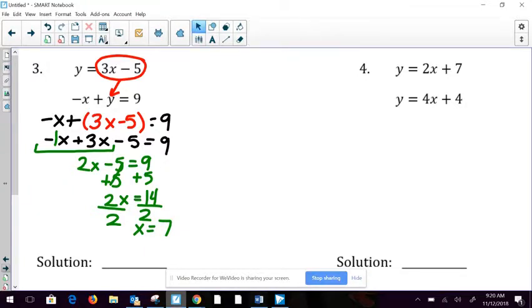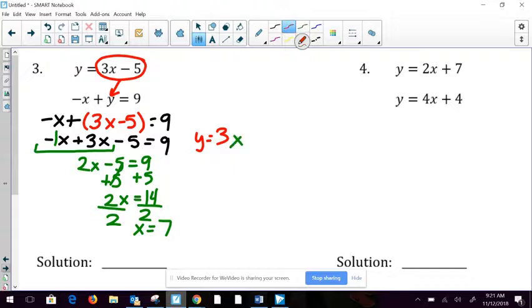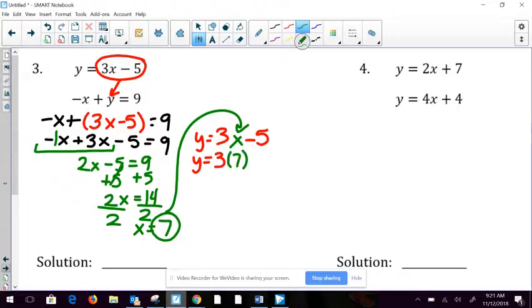So I could go back to the second equation, negative x plus y equals 9, and put a 7 in place of x. But in the first equation, I already have that y is equal to 3x minus 5. So this would make the most sense to substitute it back into there because y is already by itself. So y is equal to 3. Now remember, we said x was equal to 7. So we're actually going to take that x out and we're going to put a 7 in its place. And then I have minus 5.